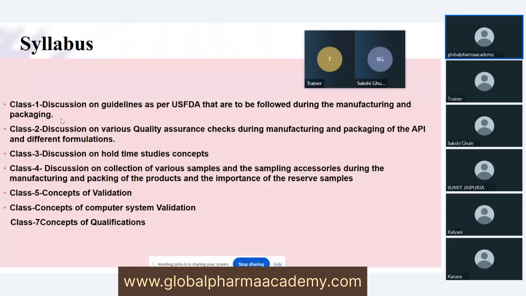Class 4 is a discussion on collection of various samples and sampling accessories during the manufacturing and packaging of the product, and the importance of the reserve sample. Session 5 is all about the concept of validation. Session 6 is the concept of computer system validation. Session 7, concepts of qualification. Then we move to the next.